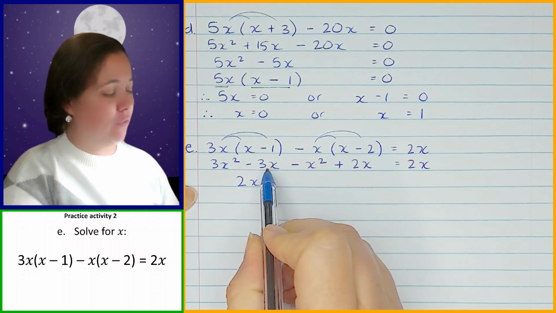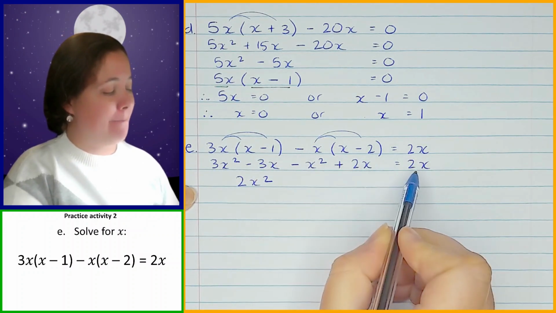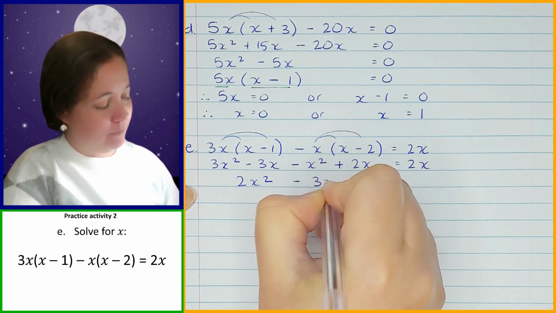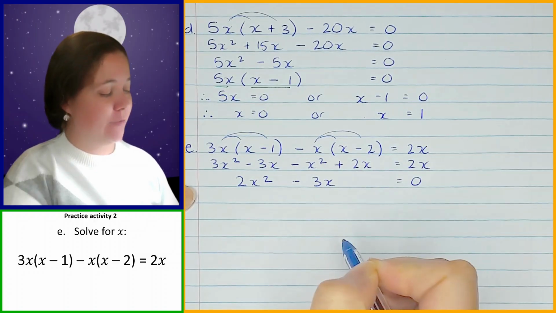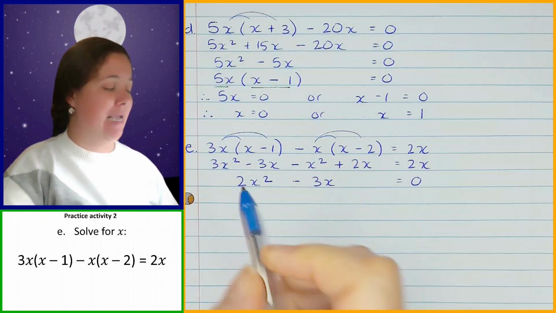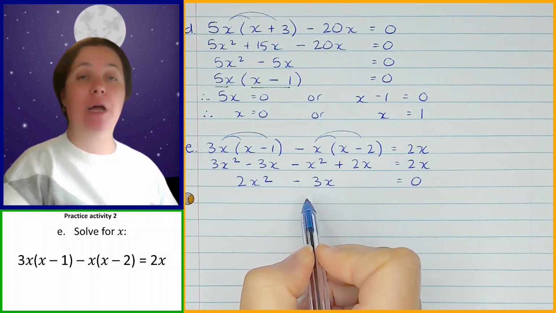Then I've got negative 3x plus 2x minus 2x gives me negative 3x equal to 0. Okay, so now I've moved everything to the left-hand side. I've got 0 on the right-hand side, and they're in the correct order. So now I can go and factorize.